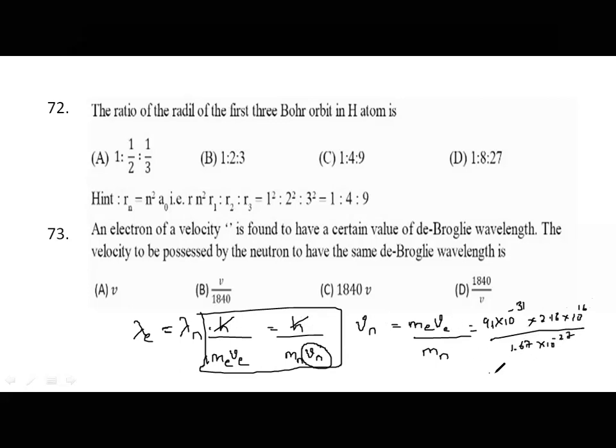So when you solve all this, you will get 1840 divided by nu. Yes, so this is the correct option.